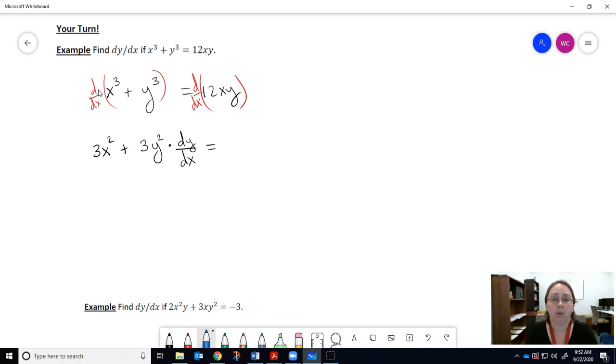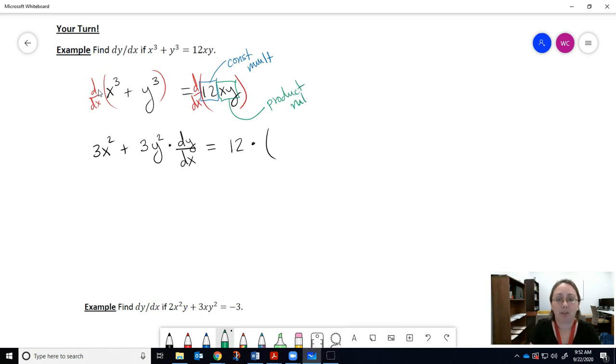We have here three things multiplying together, but this 12 is just a constant multiple. So what can we do with a constant multiple? Leave it alone, let it chill out while you worry about the rest. So 12 times the derivative of xy. What do we need to take this derivative? Didn't we just do that? Well, let's practice it again. This is a product rule.